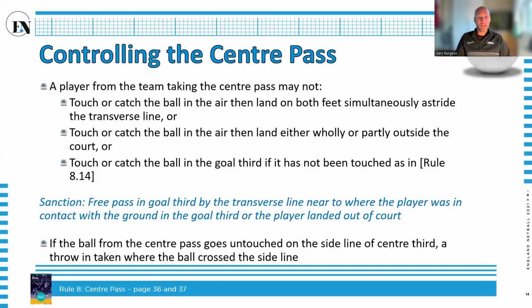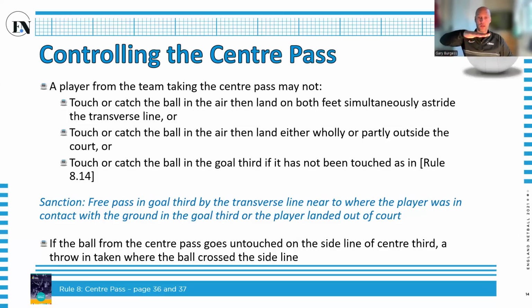We all know that. But these updates to the rule talk about what happens if you don't get that bit right. Now, the position of the sanction for all of the following examples is in the goal third, near to the transverse line. So where the player jumped from is in that goal third, near to the transverse line, in line with where the infringement occurred. Okay, so a player from the team taking the centre pass may not touch or catch the ball in the air and then land with both feet astride the transverse line.